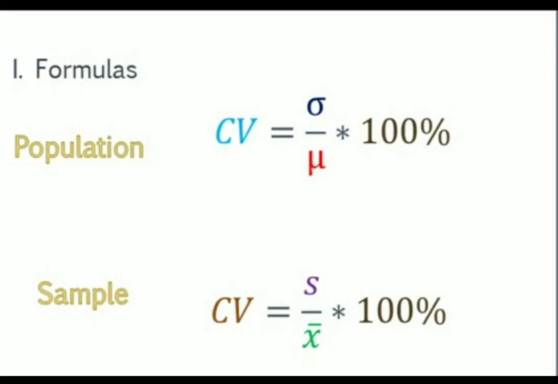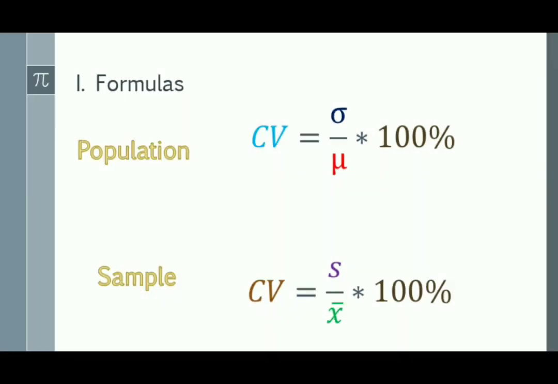The formula in finding the coefficient of variation in population: CV equals population standard deviation over population mean times 100%. Same with sample: CV equals sample standard deviation over sample mean times 100%. Then you get the answer.